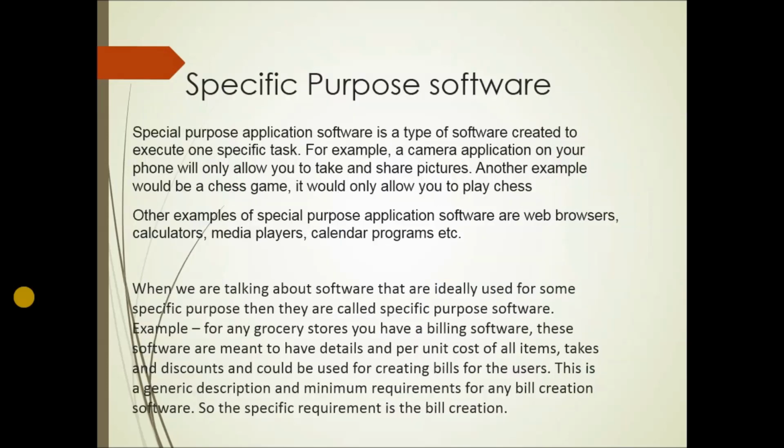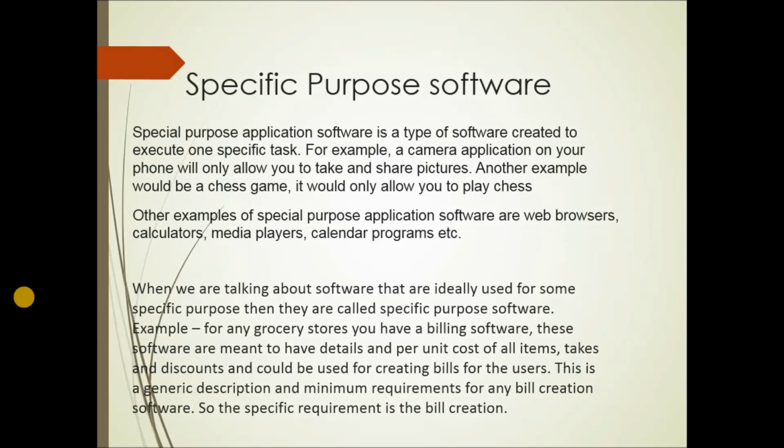After that, specific purpose software and generic software are there in your syllabus. Specific purpose application software is a type of software created to execute one specific task. For example, a camera application on your phone will only allow you to take and share pictures. Another example would be a chess game. It would only allow you to play chess. Other examples of specific software are web browser, calculator, media players, calendar program, etc.